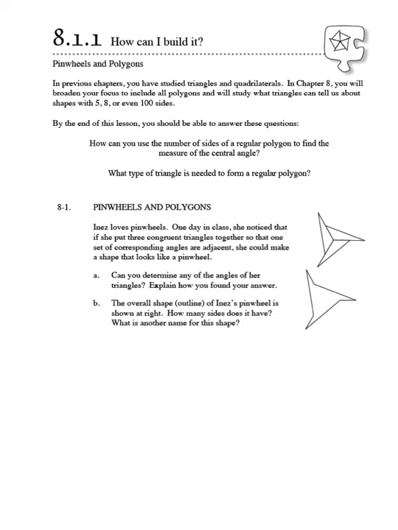So let's dive in. In previous chapters, you've studied triangles and quadrilaterals, but in this chapter, you will broaden your focus to include all polygons, and we'll study what triangles can tell us about shapes with 5, 8, or even 100 sides. By the end of this lesson, we should be able to answer the questions: how can I use the number of sides of a regular polygon to find out the measure of the central angle, and what type of triangle is needed to form a regular polygon?